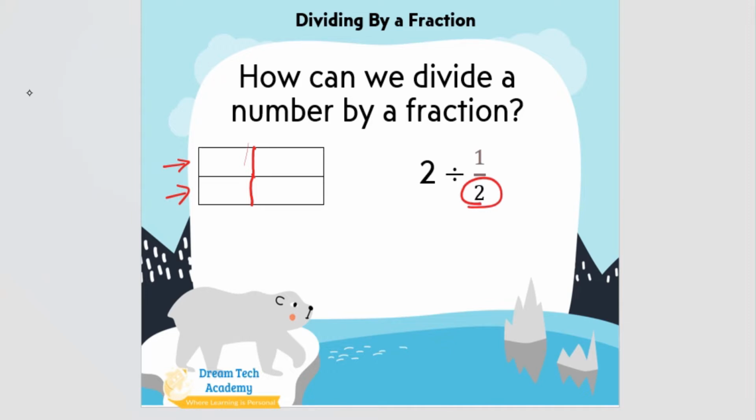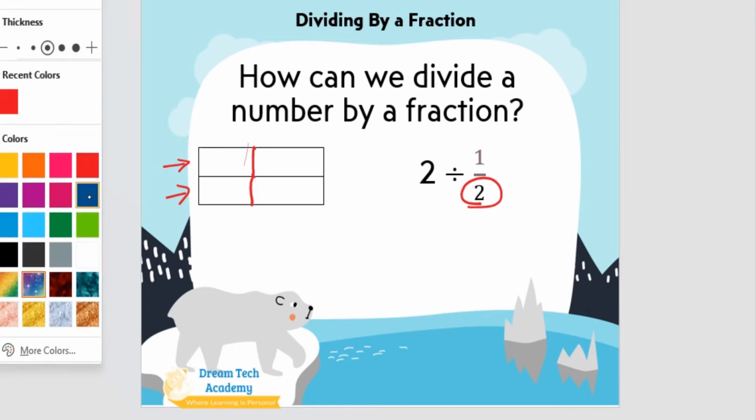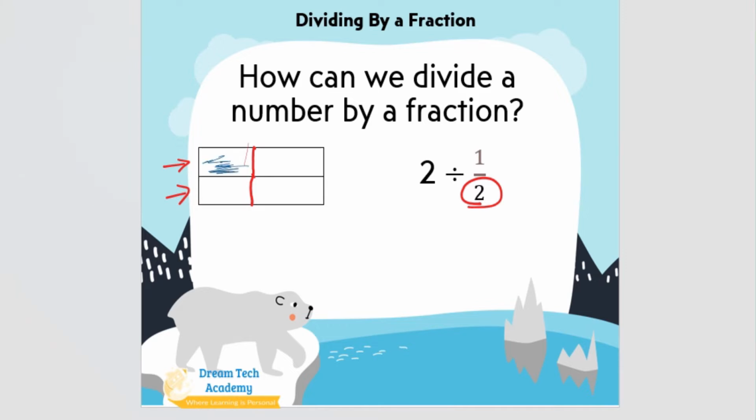And now I need to shade in one part. So how many halves can I find, or how many halves can I pull out of two wholes? Well, let's go ahead and use a different color. So for this one, I will use blue. So here's 1/2 that's being pulled out. And let's do, here's another half. So far I have two pieces.